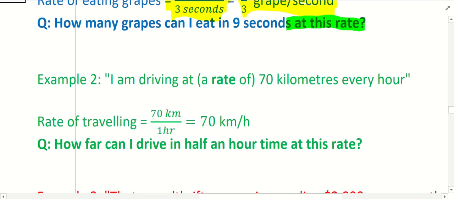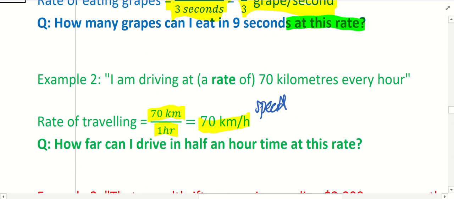Let's look at the next example. This one is constant speed. I'm driving at the rate of 70 kilometers every hour. I can express this rate as a fraction again, 70 kilometers every 1 hour, or in short, 70 kilometers per hour. We use the word per to express rate. In this case, 70 kilometers per hour has a special name. We call that a speed.